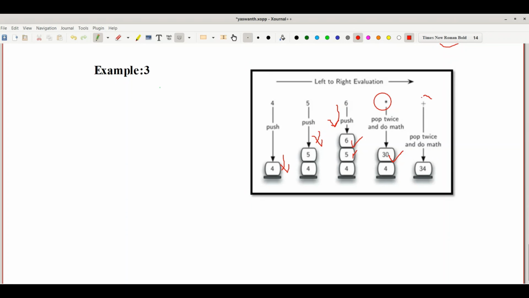And what is our next character? Plus. What is the plus? What do I have to do? I have to add the topmost two values. What are the topmost two values here? 30 and 4. So I am adding them, and it gives 34.